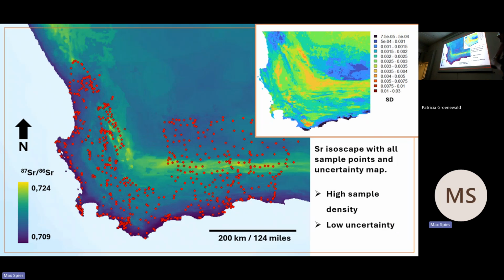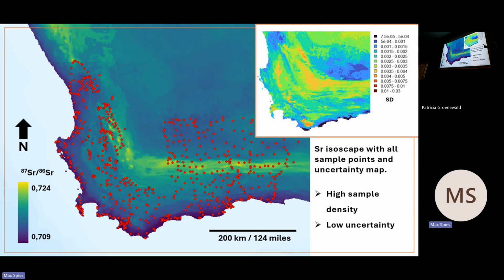So here's my model, here's my isoscape. The big picture on the left is the actual isoscape with all the sample points in red. Those are both the ones that I collected personally, as well as those that were previously published and publicly available. The color, from dark purple to green to yellow, represents the range in isotopic variance, from around 0.709 to 0.724. That's the range we see here in the Western Cape.